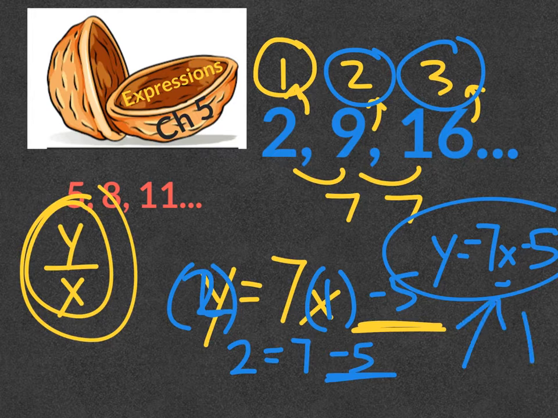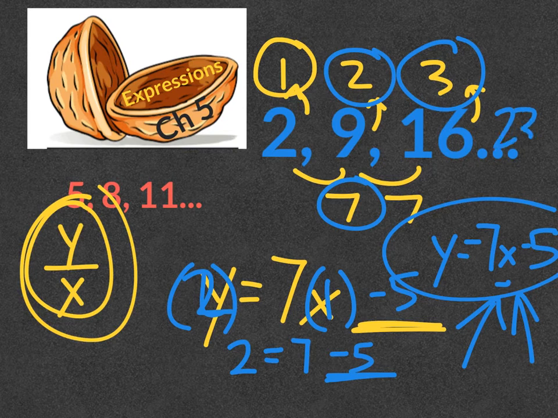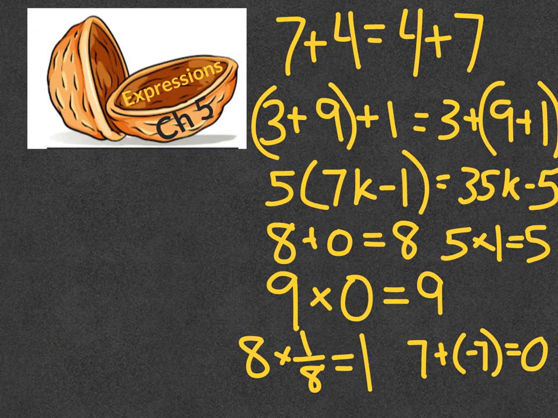So there you have it. Remember, to get to the next term, you just add 7. That's where we get this. So the next number would be 23, so on and so forth. If you want to get to any term, you write this equation. And now if you wanted the 1,000th term, 1,000 times 7 is 7,000, minus 5 is 6,995.